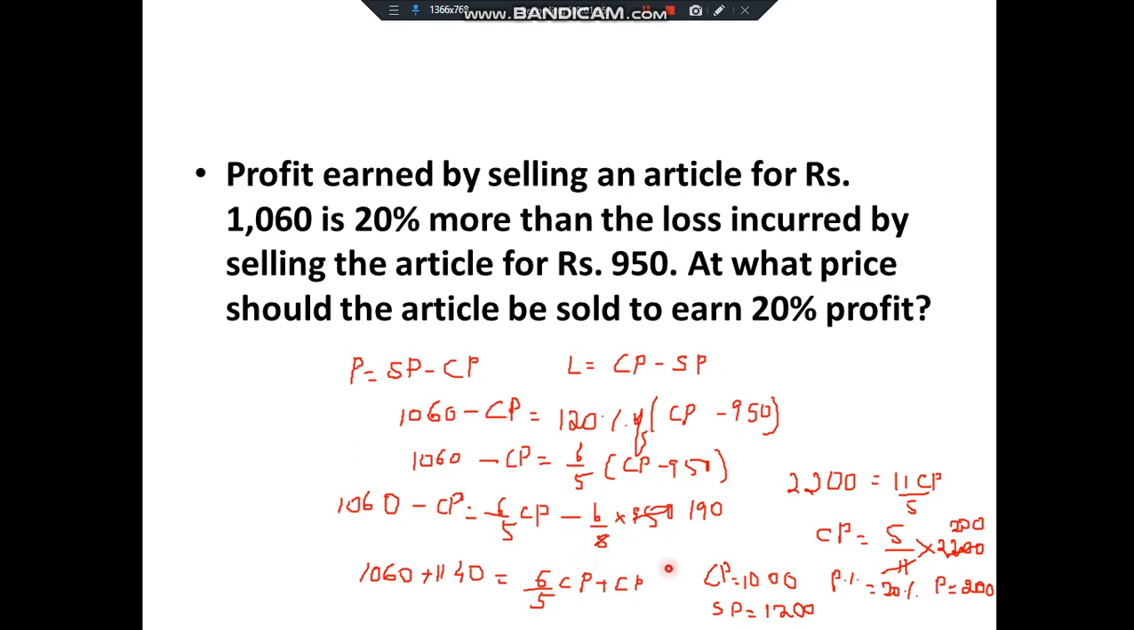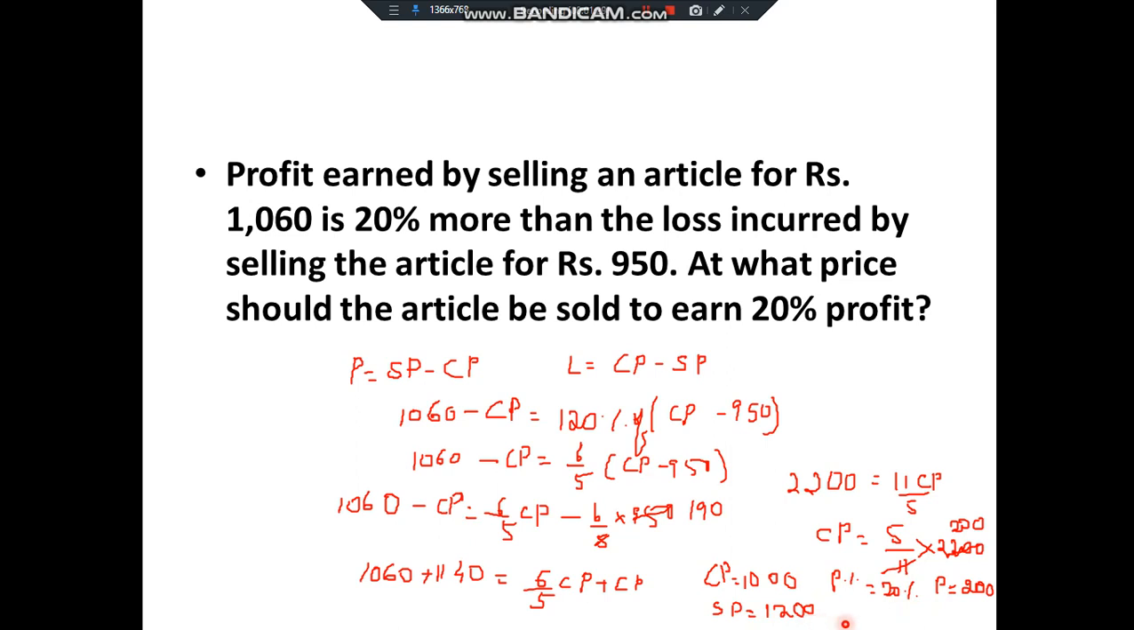But our question is we'll have to find the selling price at a profit of 20%. So CP we know and profit percentage we know, so obviously we can find the SP. See, profit percentage is 20%. So 10% of 1000 is 100 rupees, so 20% is 200. So adding 200 to 1000, you get the selling price as 1200.